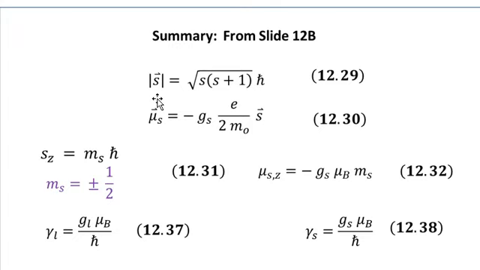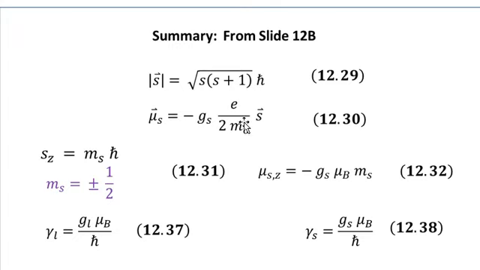So the mod of spin angular momentum is equal to the square root of s into s plus 1 into h bar, where s on the right hand side is the spin quantum number. And you know that for the case of a single electron, the value of the spin quantum number is always half. So s will be equal to half for the case of a single electron. Now in equation number 30, I have the relationship in terms of the spin magnetic moment mu s in the vectorial form written on the left hand side, which is equal to minus gs into e over 2 m naught into vector s.